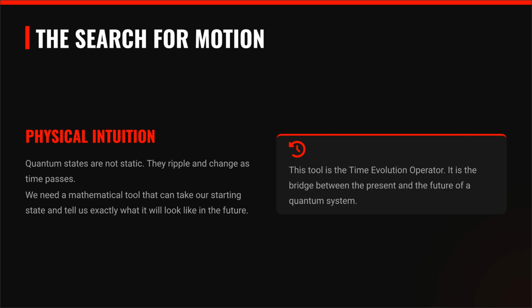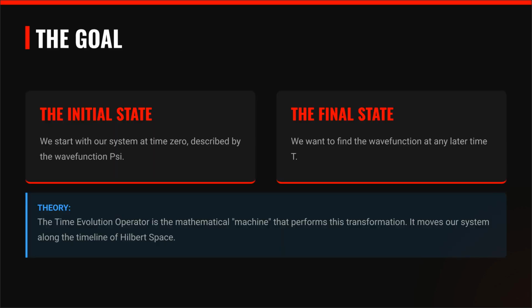Quantum states are dynamic. They ripple and change as time passes. We need a mathematical tool to bridge the present and the future of a quantum system. This tool is the time evolution operator, essential in our search for motion. The time evolution operator is the mathematical machine that moves our system along the timeline of Hilbert space.